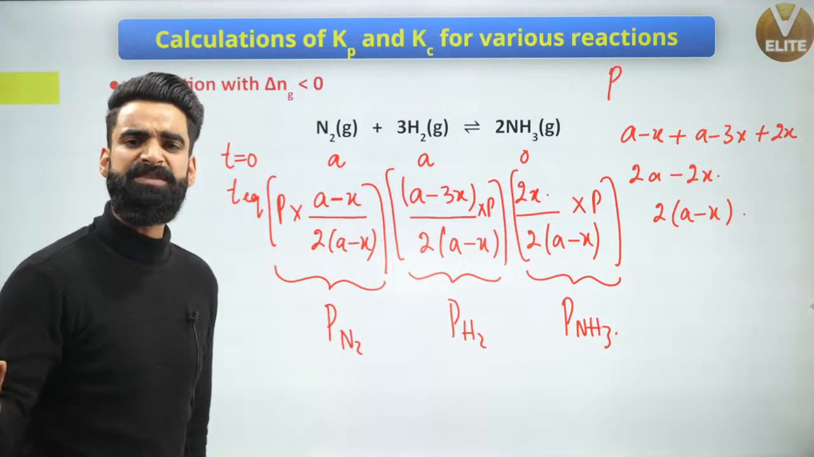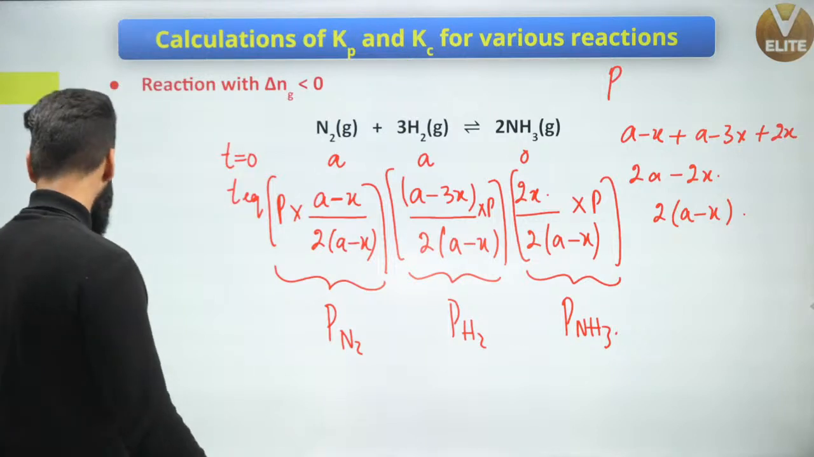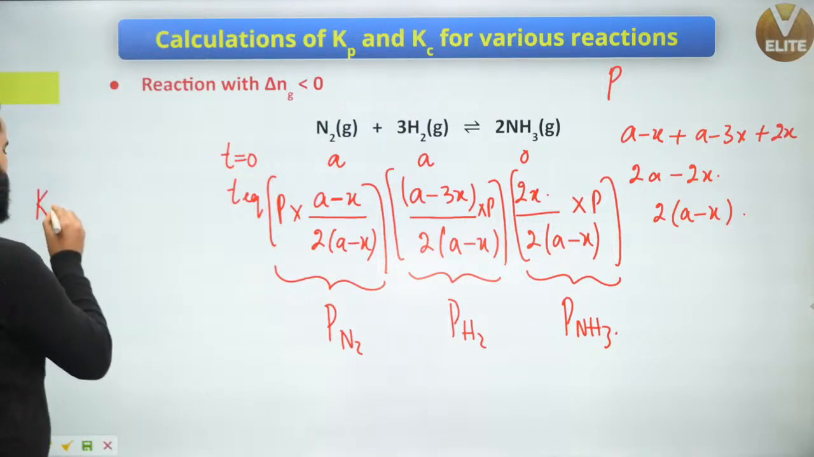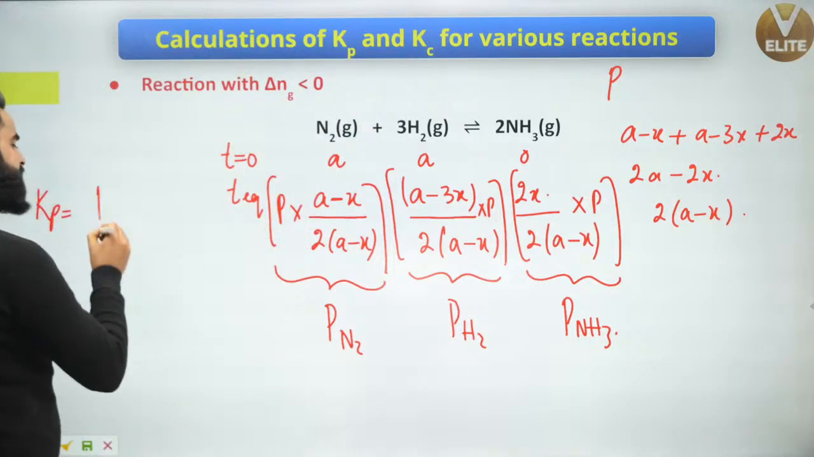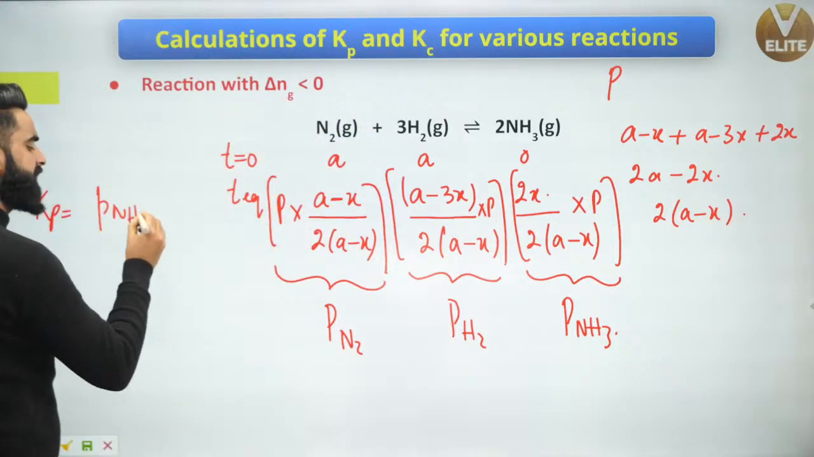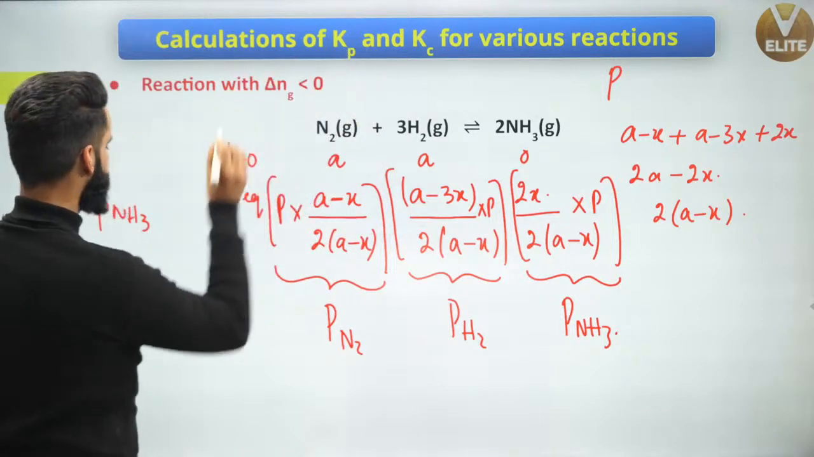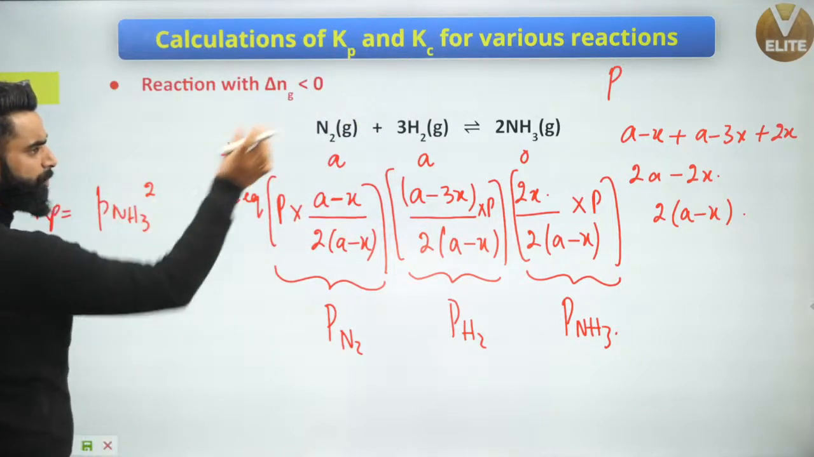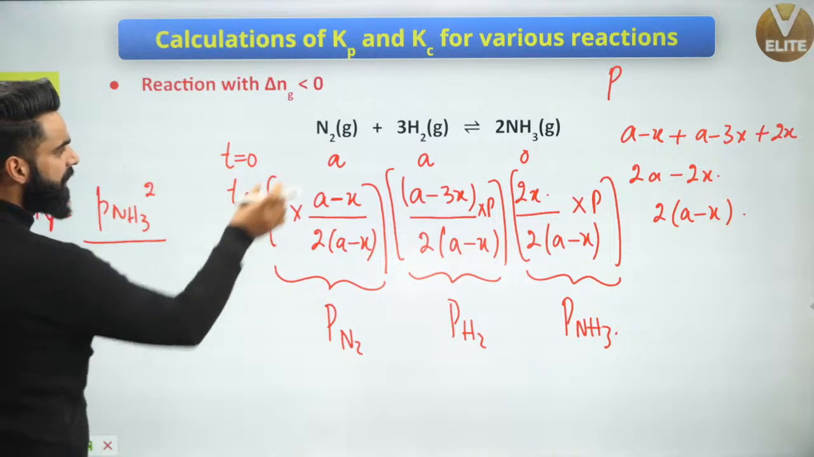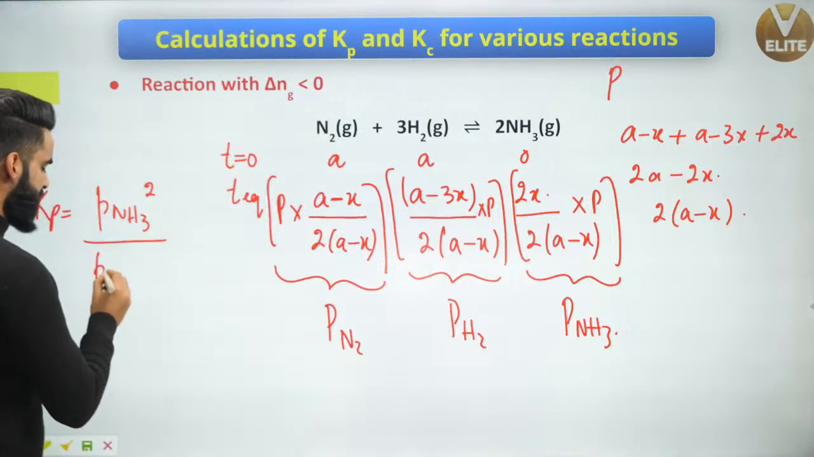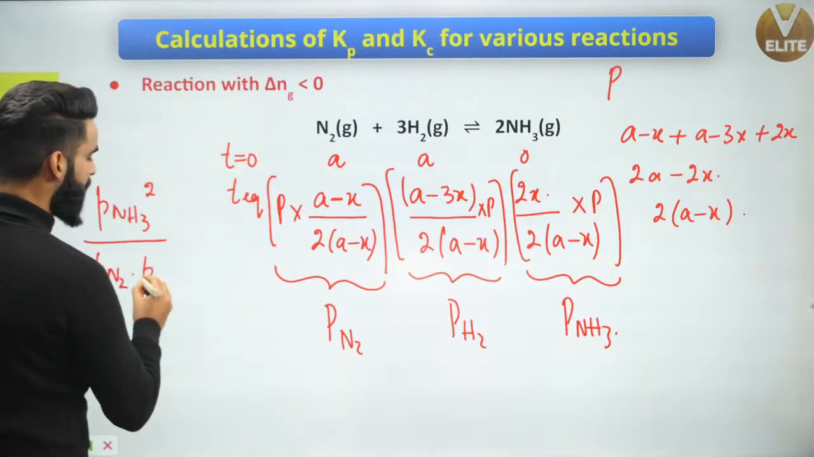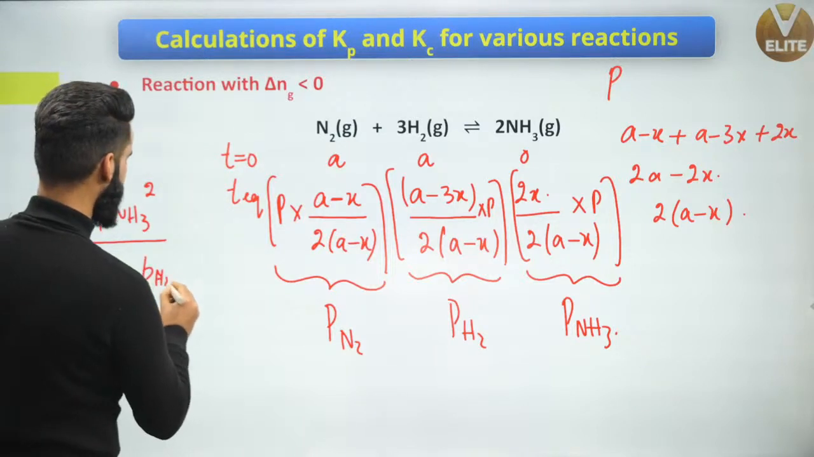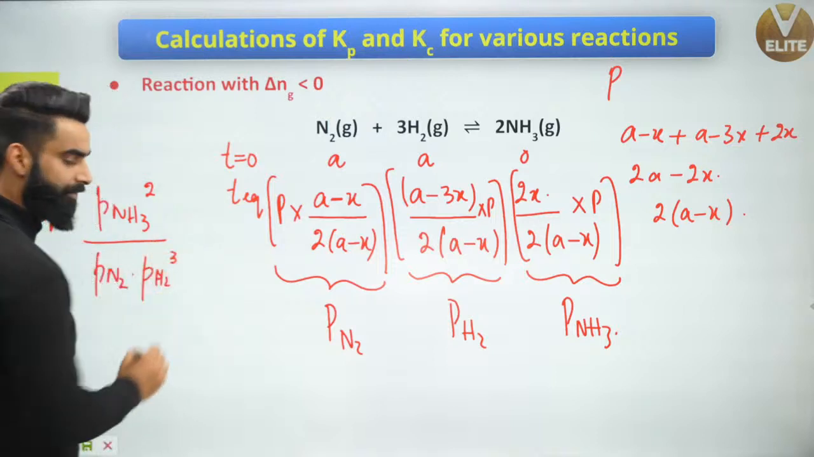Can I simply use the expression for Kp? We know how to write the Kp expression. All of you must be knowing. So Kp is going to be equal to, starting from the product, the partial pressure of NH3 to the power 2, because the stoichiometric coefficient of NH3 is 2. Now talking about the reactants, it's going to be the partial pressure of N2 raised to the power 1, multiplied by the partial pressure of H2 raised to the power 3, right?